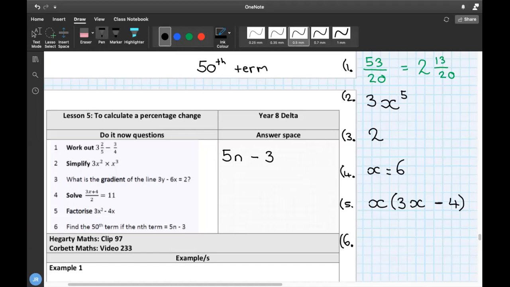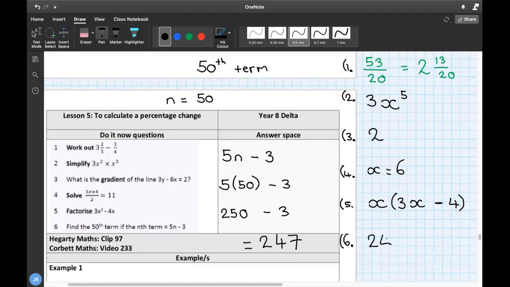And the n, that just stands for the number term in the sequence. So for the 50th term, n is going to equal 50. So I'm just going to substitute that into my nth term. n is equal to 50 on the 50th term. And now I'm ready to simplify. 5 times 5 is 25, so 5 times 50, 250. And then 250 take away 3 leaves you with 247. So we've used the nth term there to find that the 50th term is going to be 247.